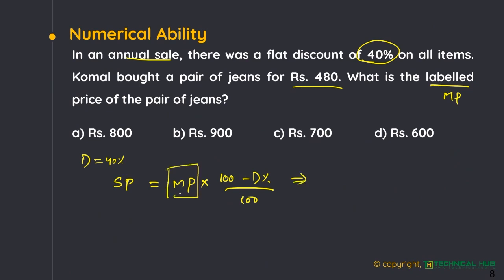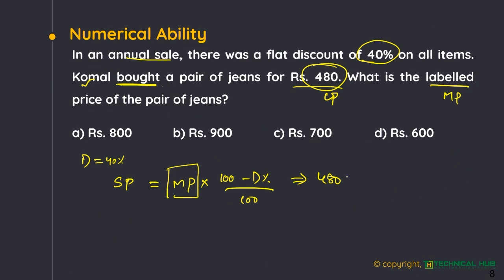Here, Komal bought a pair of jeans for 480. So many students will think that this is the cost price. This is the cost price for Komal, not for the shopkeeper. Always keep it in mind. The shopkeeper is the base value because the transaction and business is done by the shopkeeper, not by the customer. Here, Komal is the customer, and Komal's cost price is 480, which is nothing but the selling price of the shopkeeper. And the market price we need to calculate.